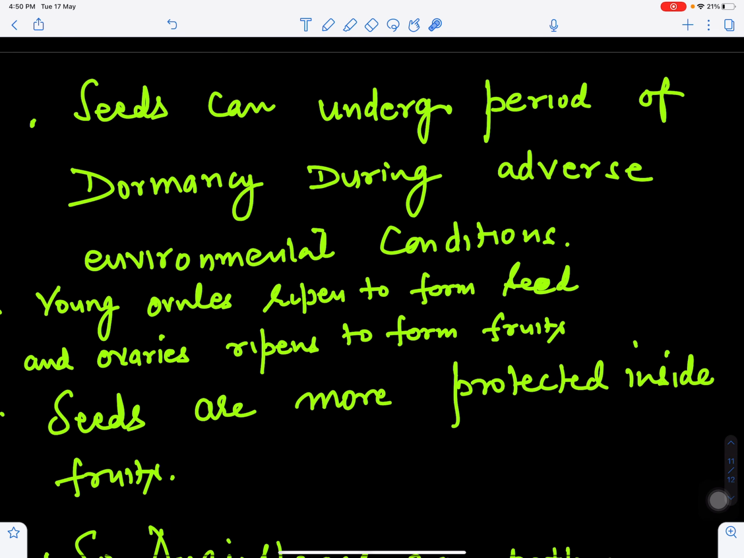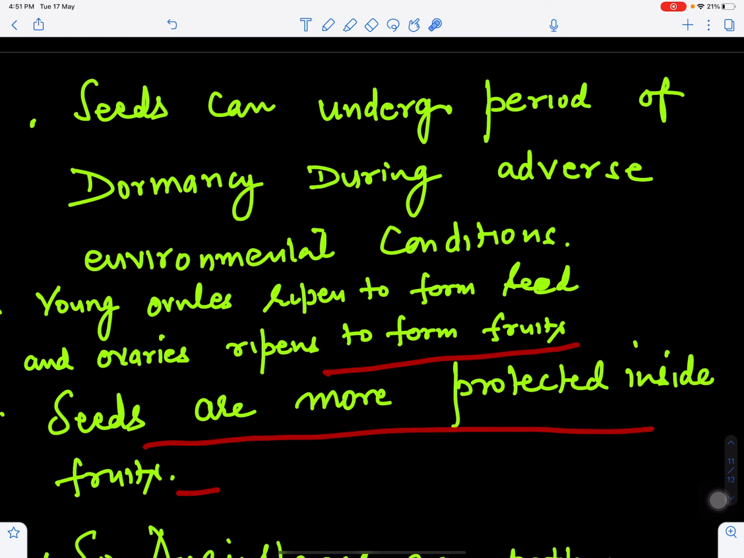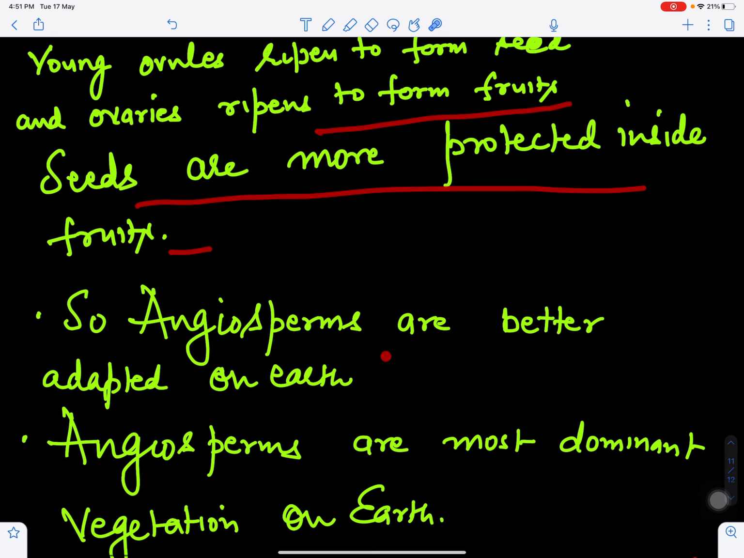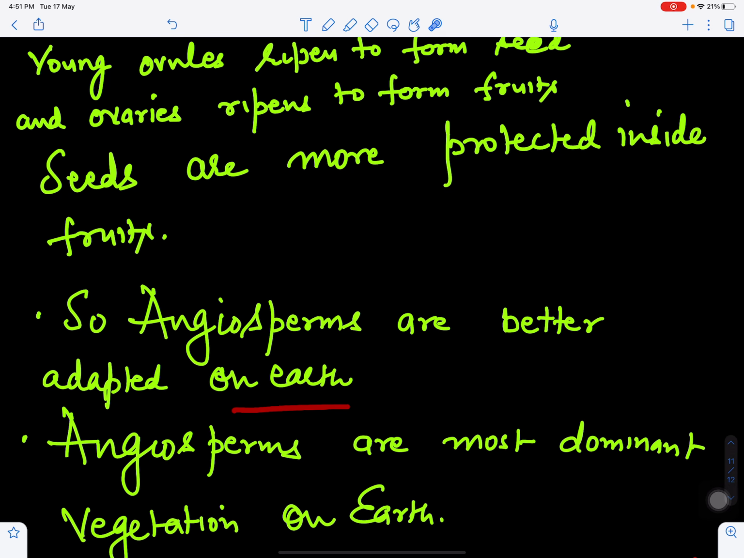So seeds undergo period of dormancy during severe or adverse environmental condition. Seeds are also protected inside the fruit. So young ovule ripens to form seed, and ovaries ripen to form the fruits. So seeds are more protected inside the fruit. So we can say angiosperms are better adapted on the earth. Double protection is getting provided. The embryo is protected inside the seed and the seed is protected inside the ovary wall and inside the fruit.